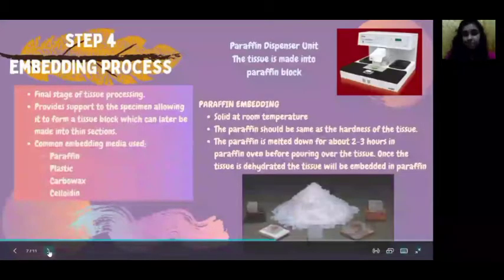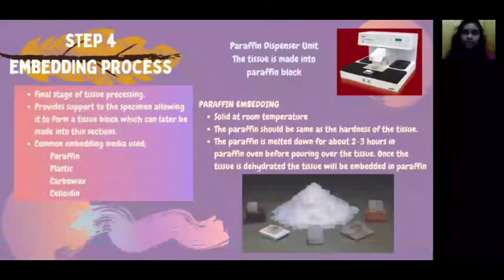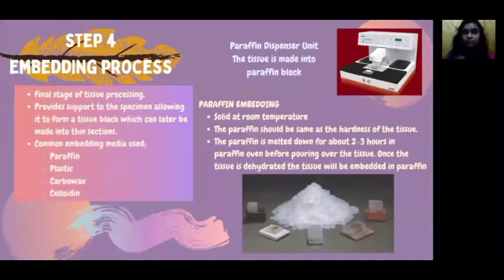Step 4 is embedding process. This is the final stage of tissue processing. This will provide support to the specimen, allowing it to form into a tissue block, which can later be made into thin sections for sectioning. There are 4 common embedding media used. They are paraffin, plastic, carbowax, and celloidine. This is paraffin dispenser unit, where the tissue is made into paraffin blocks.